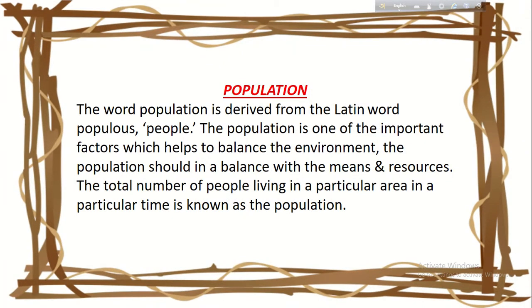Let's know about population. The word population is derived from the Latin word populus, which means people. The population is one of the important factors which helps to balance the environment. The population should be in balance with the means and resources. The total number of people living in a particular area at a particular time is known as the population. But the number of people in our country is more in comparison to its area. Now, what's the density of the population of our country? Do you know? That is 1015. That means 1015 people live per square kilometer in our country, according to the census report of 2011.